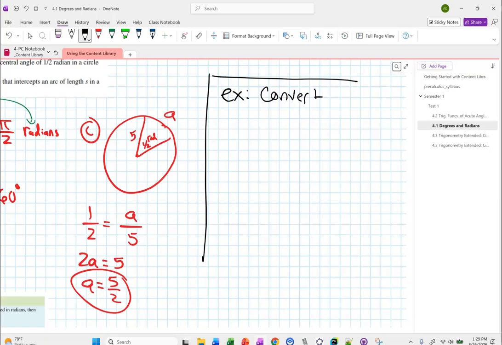I want to start just talking about converting between radians and degrees, right? To do this, what's the key thing to remember? What's the conversion factor from radians to degrees? 180 degrees is equal to pi radians.